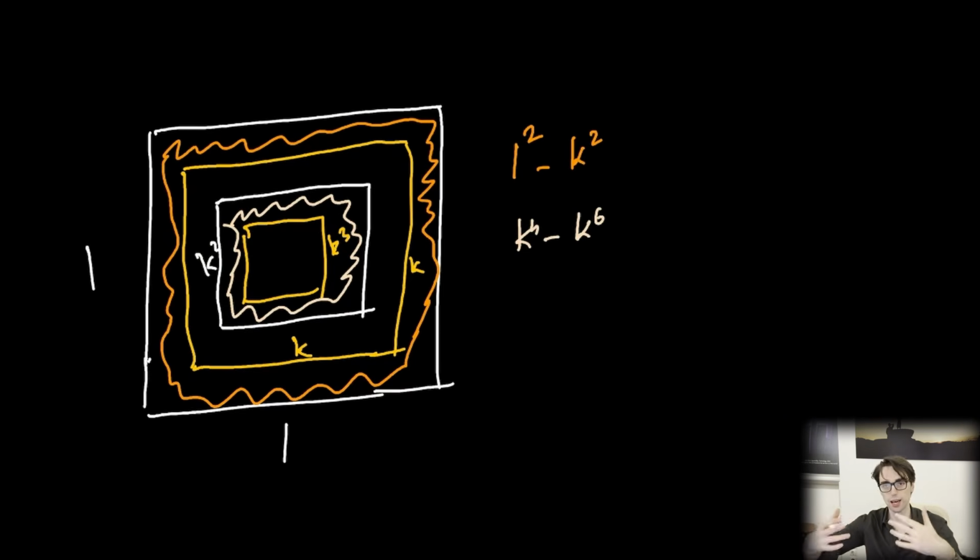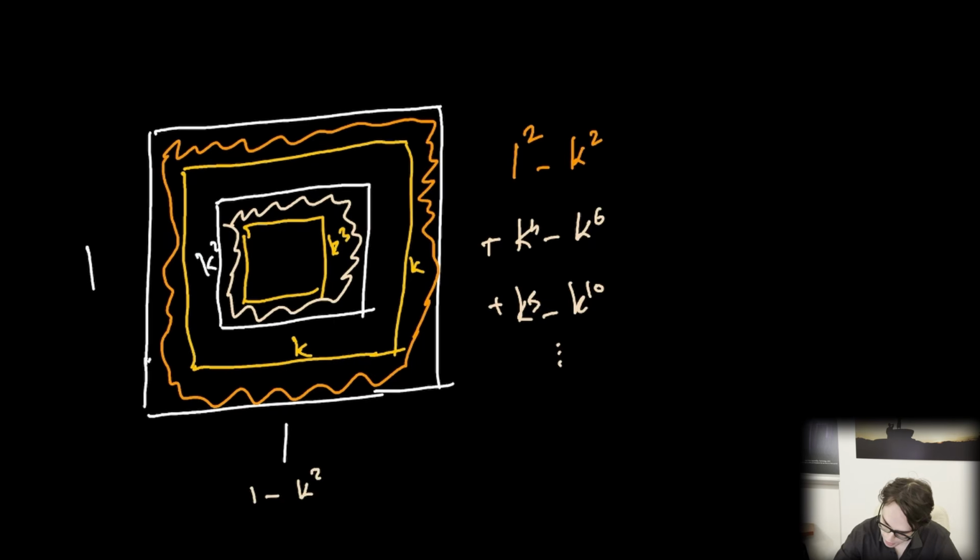So every time we have this sort of condition, you go from 1 squared minus k squared plus k to the 4th minus k to the 6th plus k to the 8th minus k to the 10th, and so on until infinity. And now the big question is, how do you calculate what this thing is? How do you get 1 squared minus k squared plus k to the 4th, minus k to the 6th plus k to the 8th minus k to the 10th, and so on and so forth, alternating? There's 2 real ways to think about this.